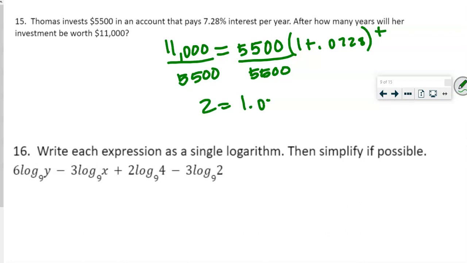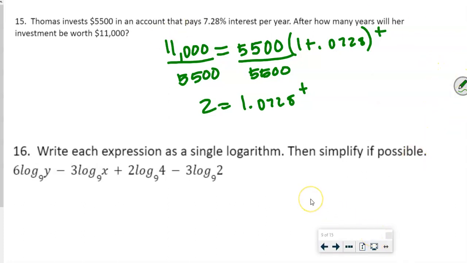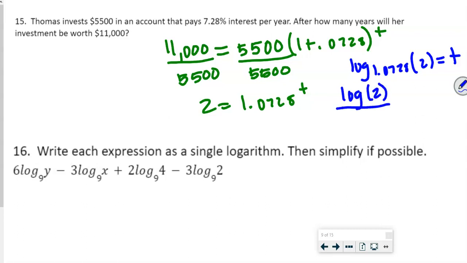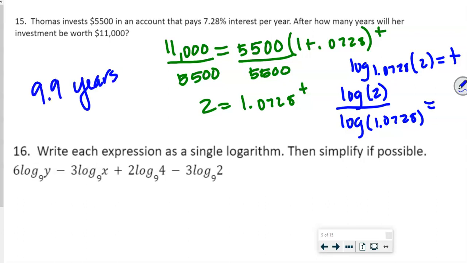That's going to be equal to 1.0725 to the t power. So now we're going to write it as a log. So we're going to say log base 1.0725 of 2. That's what's going to be equal to our t. So now we can do this with a change of base formula. So we're going to do the log of 2 divided by the log of 1.0725. And when we do that, we get 9.9 years. That's how long it's going to take for the money to basically double.